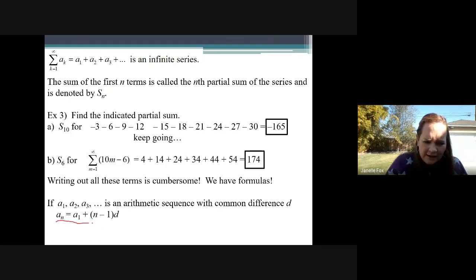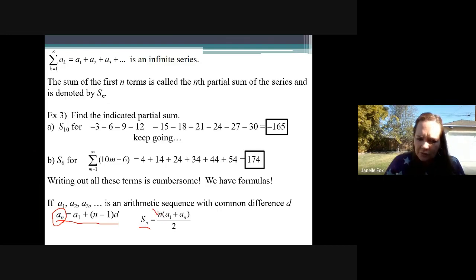Okay, so this is, in fact, how you get a term. We learned this in a previous lesson. So this is a term for an arithmetic sequence, and if this is how you get a term, this is now how you would get the sum. Notice that it says S sub n. S sub n means we're getting a sum. And n stands for the number of terms.